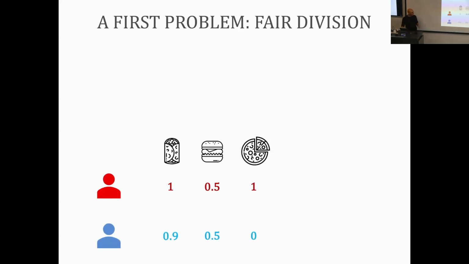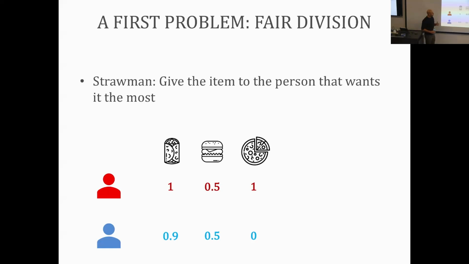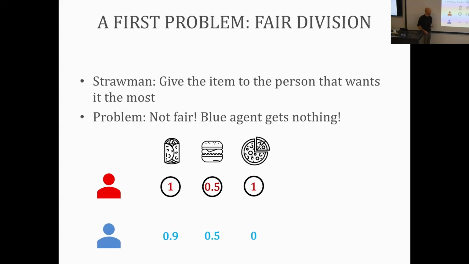You need to find an allocation. These items are indivisible. Here's my strawman proposal: whoever wants it the most should get it. Any problems? That's a leading question. Fairness. Yeah. Under no definition of fairness would this be considered fair.